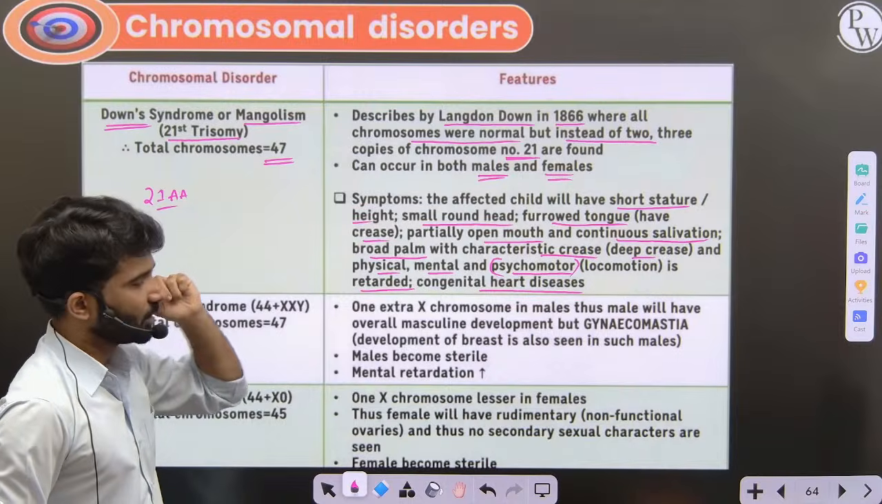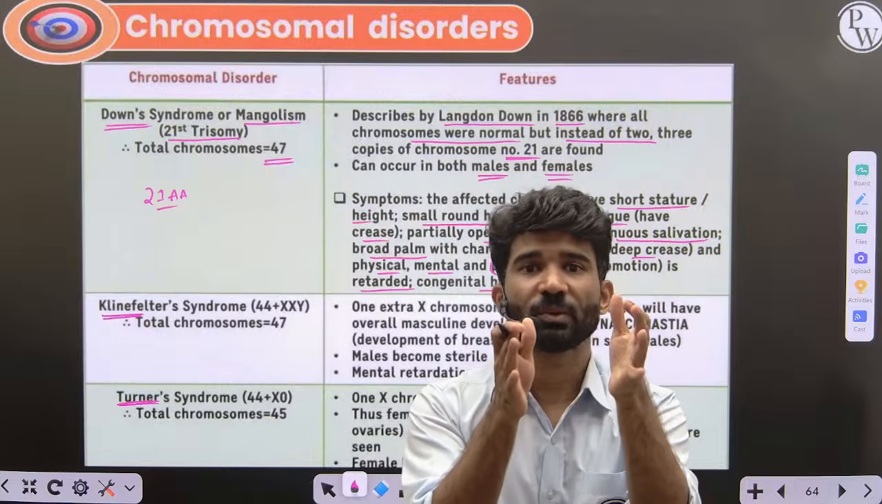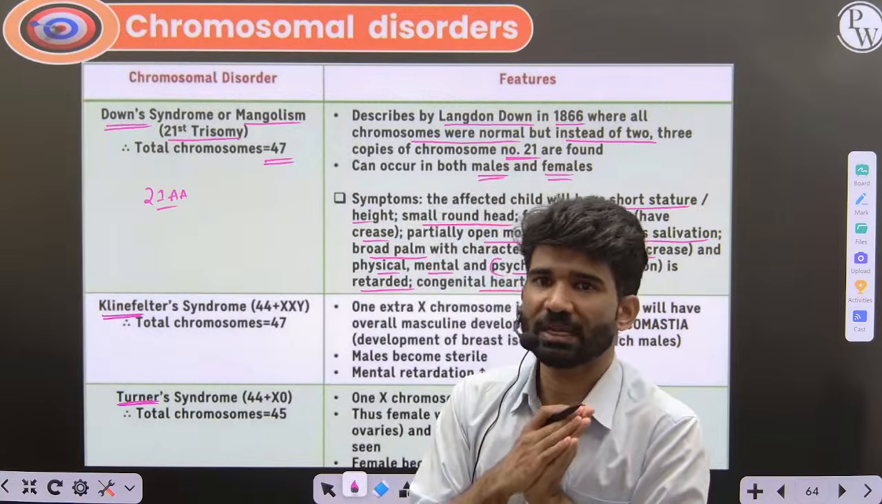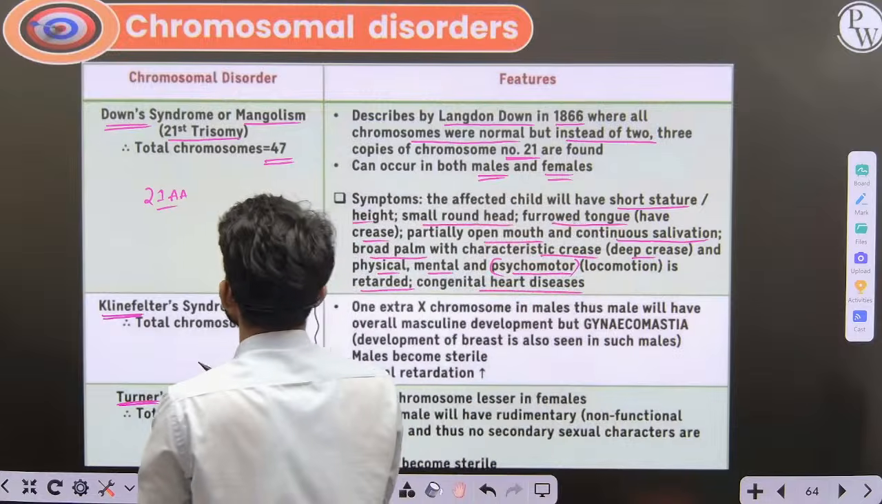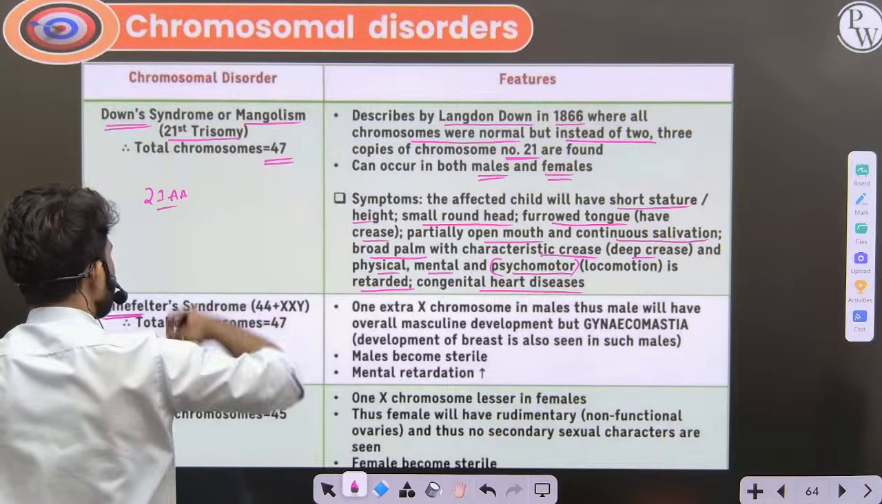It is caused due to the appearance of one extra chromosome in the 21st pair of chromosomes. It becomes three chromosomes. That's why it is called 21st trisomy. So it is an autosomal trisomy.